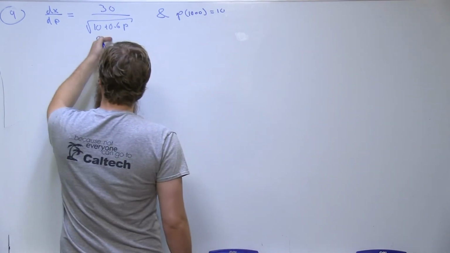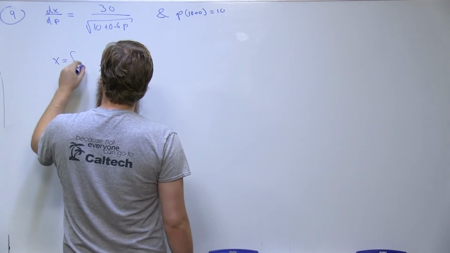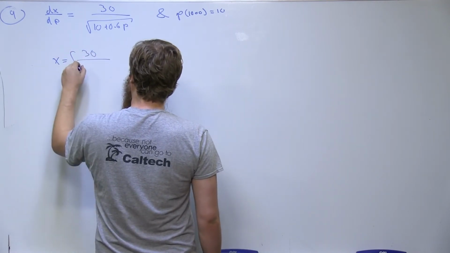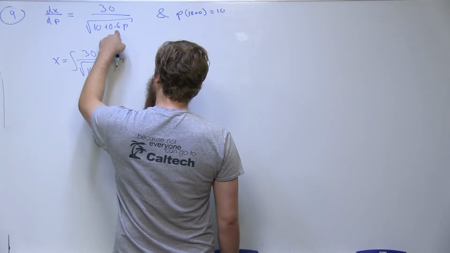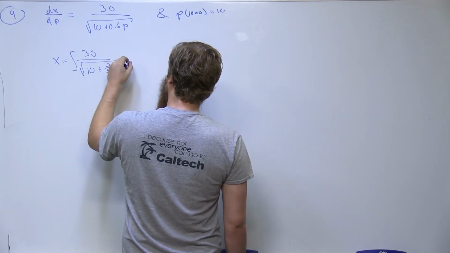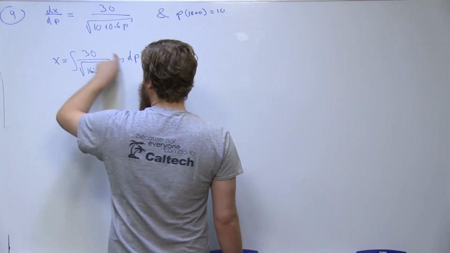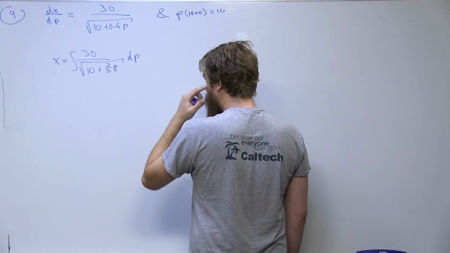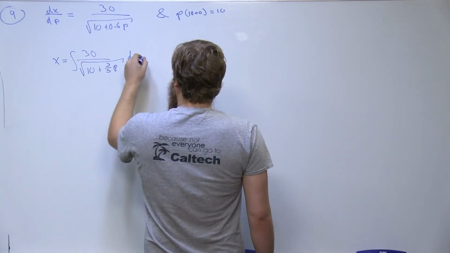Given that dx dp is equal to this, I know that up to a constant, x will be equal to the antiderivative of 30 divided by the square root of 10 plus 0.6, which is 3/5. I'll write that as a fraction to make life nicer. dp, right? In order to kill the dp derivative, we integrate with respect to p. So we can bring the factor of 30 out and make a substitution.